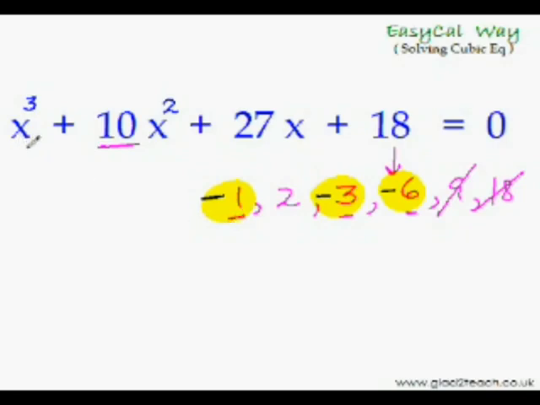So -1 cube is -1 only, -1 square is 1, and 1 times 10 is 10. 27 times -1 is -27, and this is +18. Now 18 plus 10 is 28, and -27 minus 1 is -28, plus 28 minus 28 is 0. That means -1 is definitely the correct answer. So if you want, you can check the other two solutions as well. They are correct.